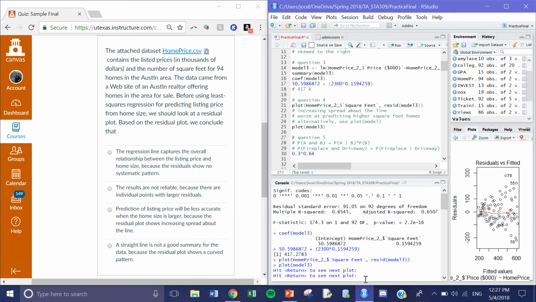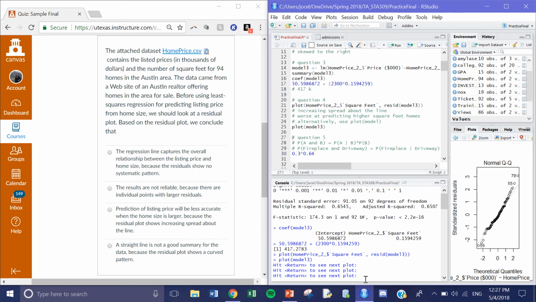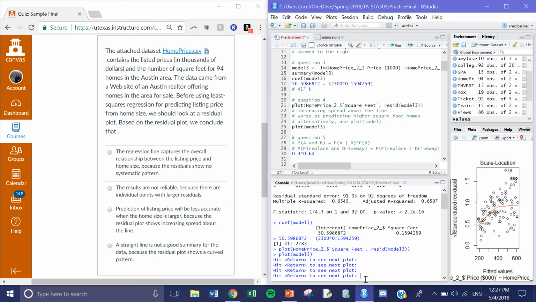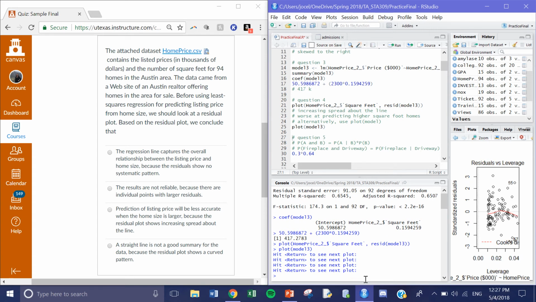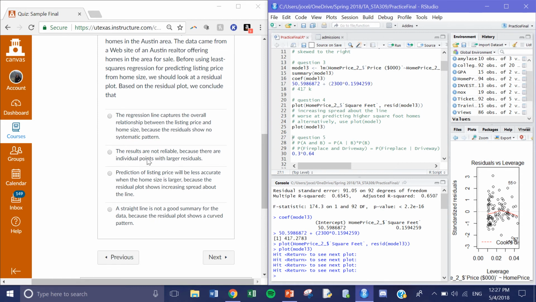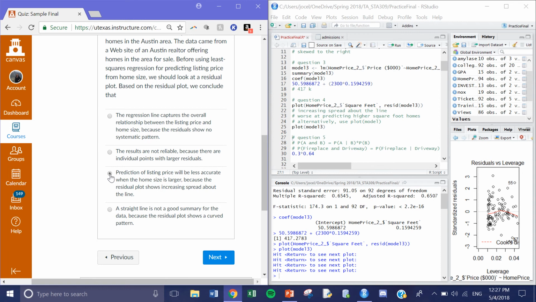A thing to note is that if you hit enter again, it'll show you the normal QQ plot. And then you have to hit enter 2 more times. It shows you 2 plots that we don't use in this class, so don't worry about those last 2 plots. You only care about the first 2. And going back to the question, we see that prediction of listing price will be less accurate when the home size is larger because the residual plot shows increasing spread about the line. Means it's worse at predicting bigger houses.